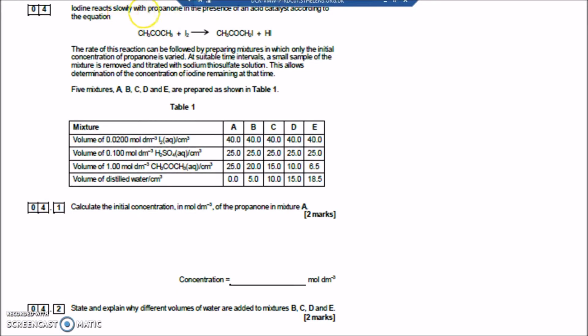Question 4. I've got a reaction between iodine and propanone in the presence of an acid catalyst according to this equation.